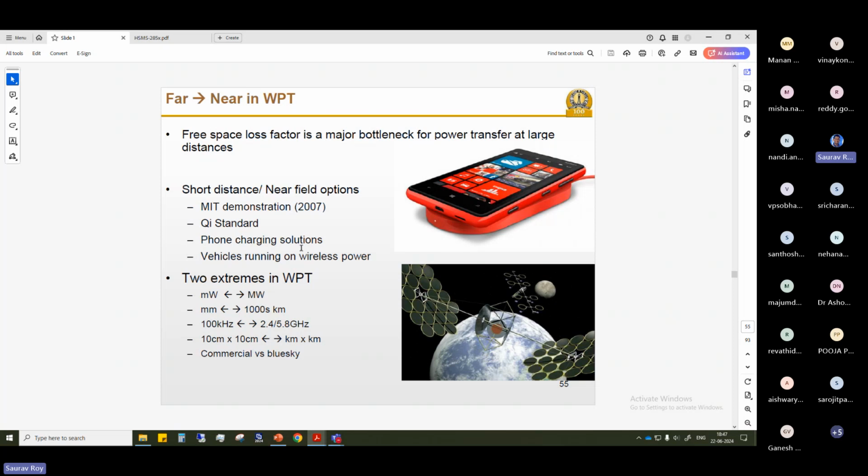So obviously, if you want something more, there is a trade-off, right? These are the near field applications: the MIT demonstration, the Qi standard, phone charging solutions like in iPhone, and vehicles or sensors running on wireless power. Those are the applications.